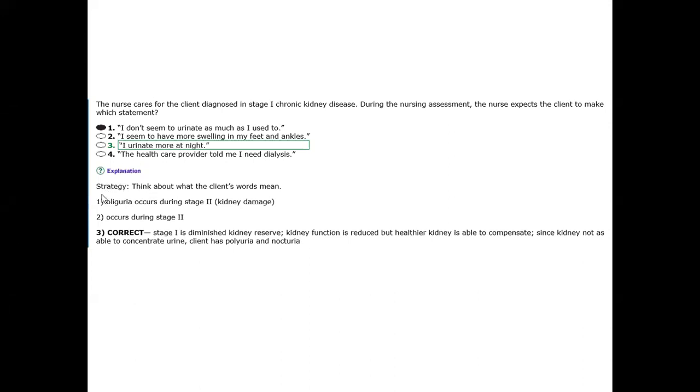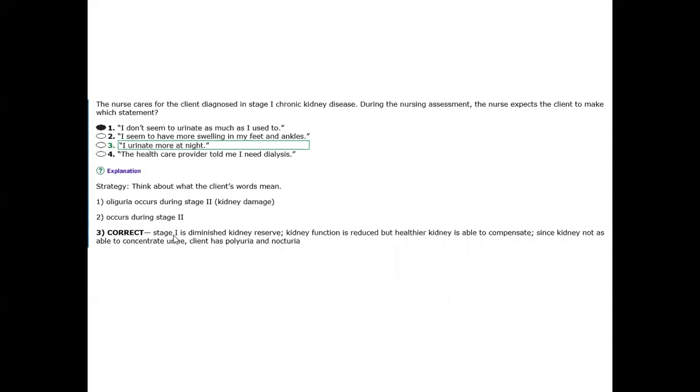So what is their explanation? Oliguria occurs during stage 2, not stage 1. What is oliguria? It means scanty, a small amount of urine. I do not seem to urinate as much as I used to. I seem to have more swelling in my feet and ankles. It is number 2, which occurs during stage 2.